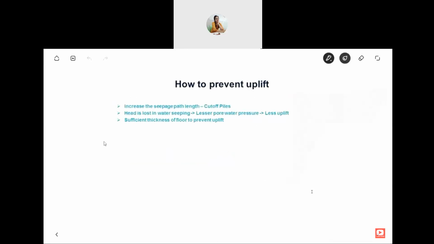So how to prevent this uplift? As you saw, when water seeps through, the head of water keeps on decreasing. So if you provide some sort of pile arrangement here, the water seeps through like this. It cannot go directly, so you force the water to seep all the way along. Depending on the length of this pile, a lot of head is lost. If the head of water is reduced, automatically pore water pressure is reduced, because of which there is less uplift. And you should also provide sufficient floor thickness to act downward to balance the uplift.